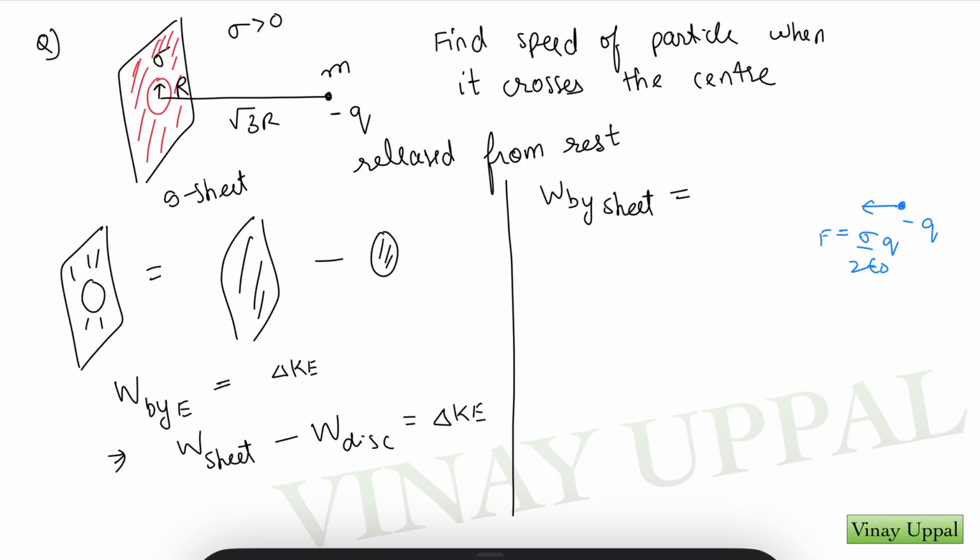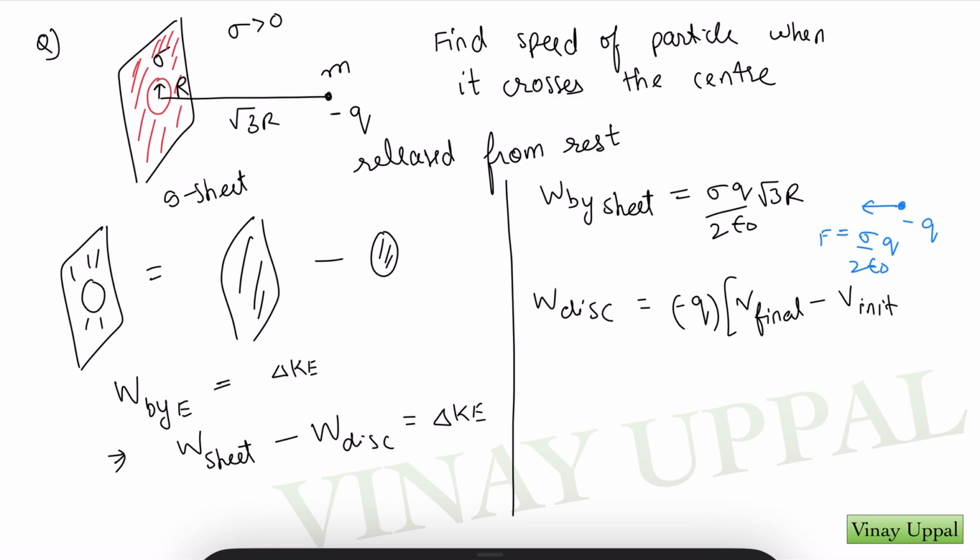So the work done by the electric field due to the sheet would be sigma q by 2 epsilon naught times root 3r. Now, work done by the disk, can I write it as the negative of the change in potential energy? Potential energy, I can write as charge times potential. So can I write it as the charge times the change in potential, final potential minus initial potential? This is all due to the disk, and with a negative sign here, because the work done by the disk will be the negative of the change in potential energy.